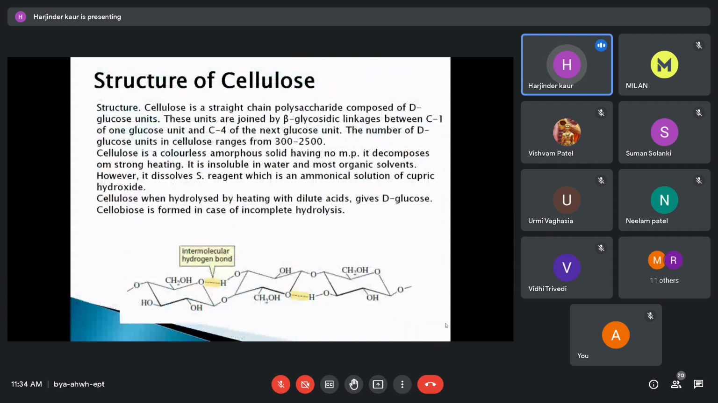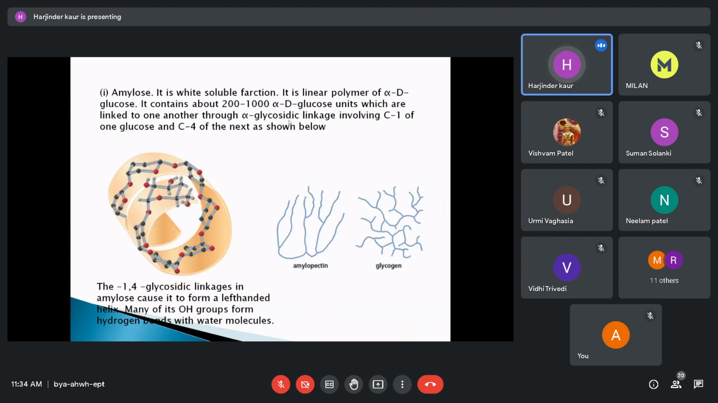Now we go to the next portion, cellulose. The beauty of this is that cellulose and starch both have glucose as their monosaccharide. The only difference between their structure is how one unit is linked to the other. In starch, the linkage is alpha glycosidic linkage. In case of cellulose, the linkage is beta glycosidic linkage. Once again, I hope you have understood what is meant by alpha and what is meant by beta.